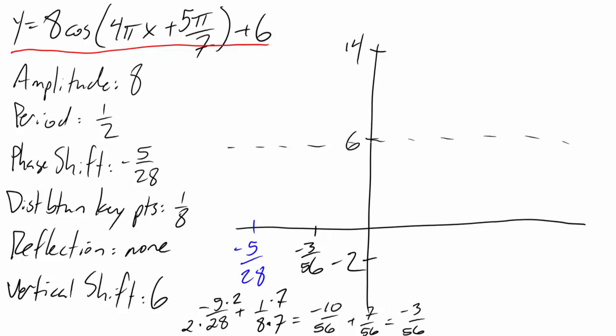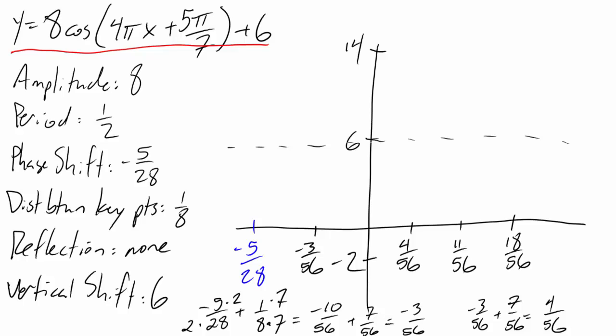And then we're going to take that negative 3 over 56 and add another 1/8 or 7 over 56 to it, which will give us positive 4 over 56. So that's going to be right about here. Then we'll add another 7 over 56 to get us 11 over 56. 1, 2, 3, 4, and we need another point here for a complete period. So we add 7 more to get 18 over 56.